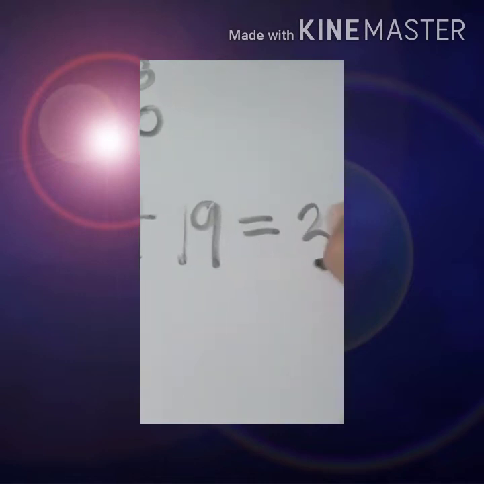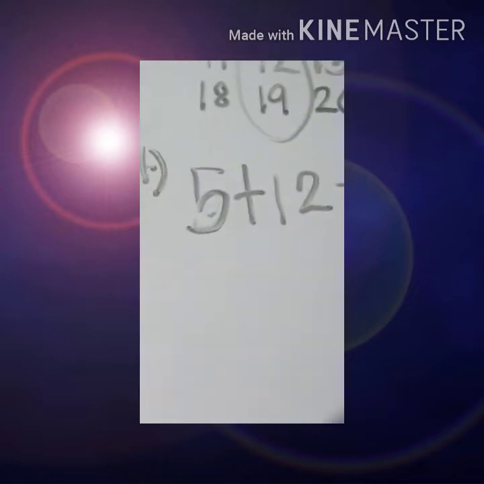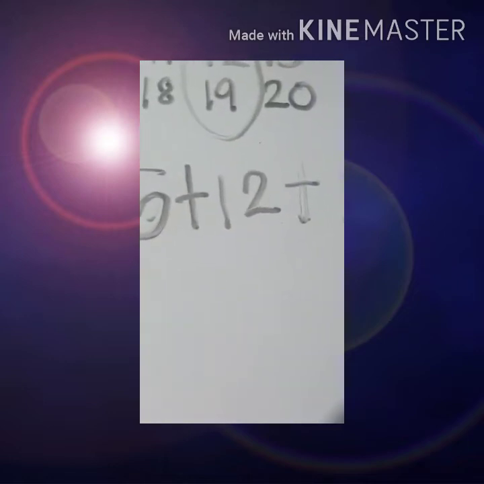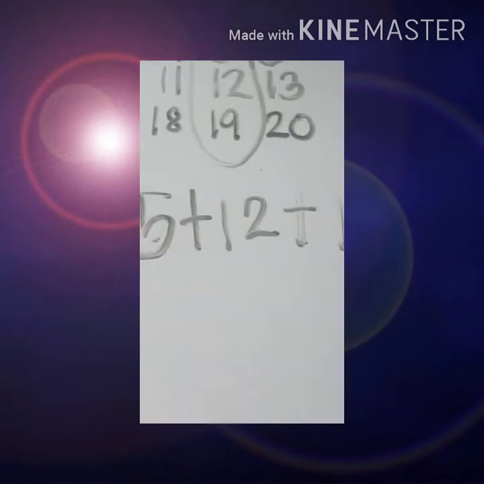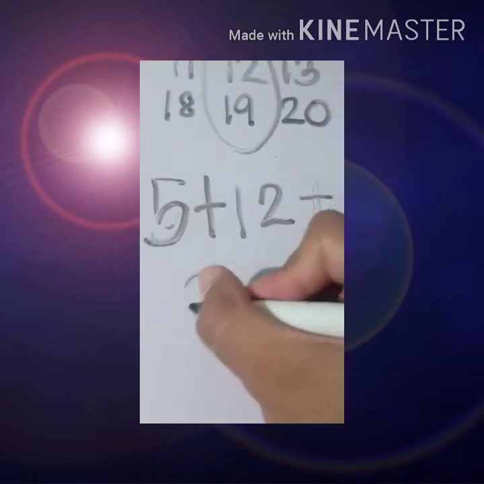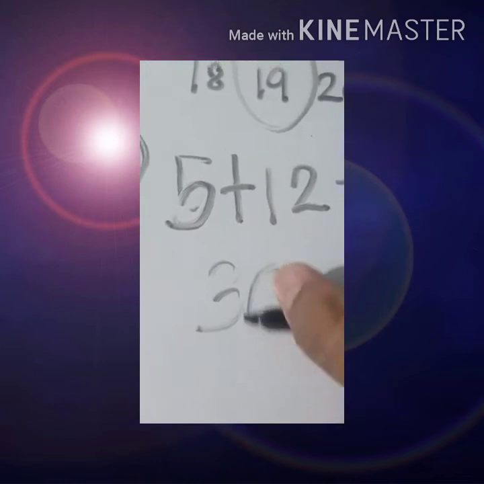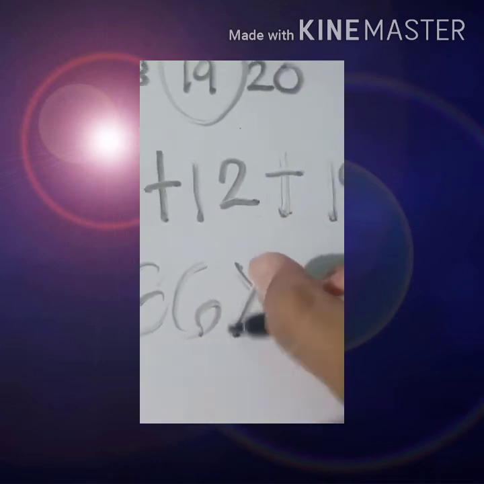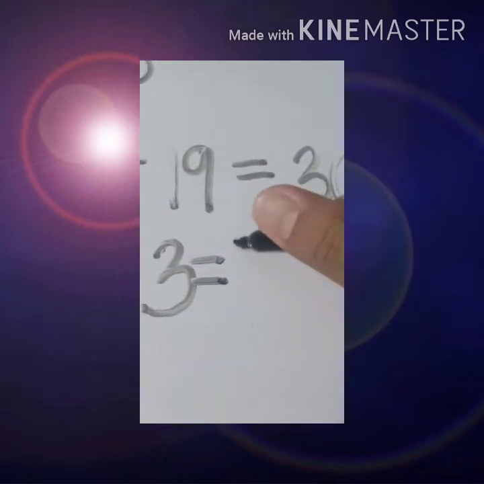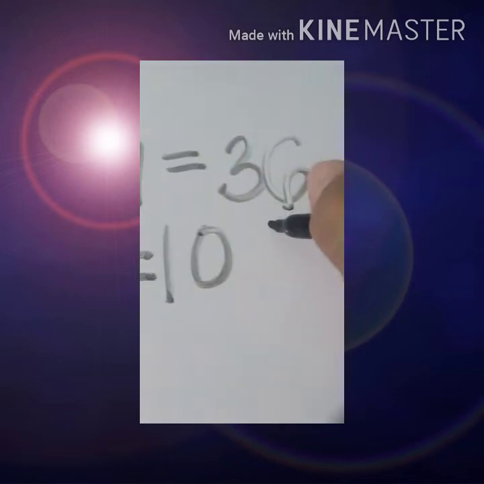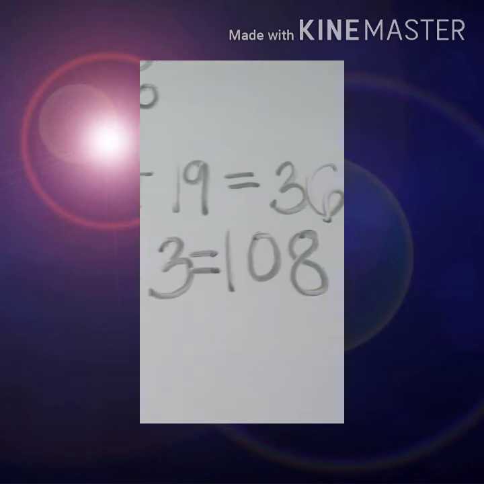Okay, so it's equal to 36. So we have to multiply the sum of the middle column by 3. So the sum is 36. So we have to multiply 36 times 3, which equals 108. So this is the fourth step.